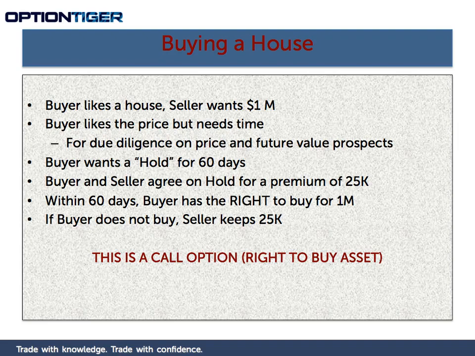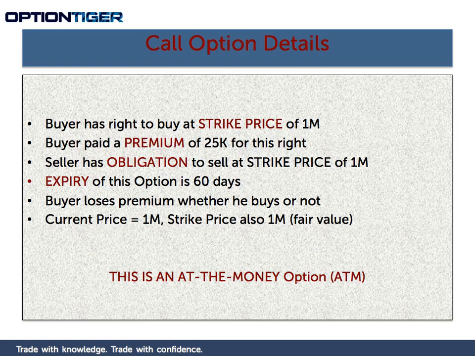As we go into this course, I want you to remember this example because we're going to continue to draw on this example for a call option. So I hope it's pretty clear. But what we're going to do is look at the details of this call option. So the buyer, which is us, we have the right to buy this house at a strike price of $1 million. And we paid a premium of $25,000 for acquiring this right.